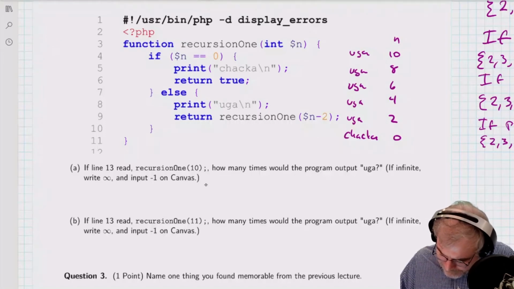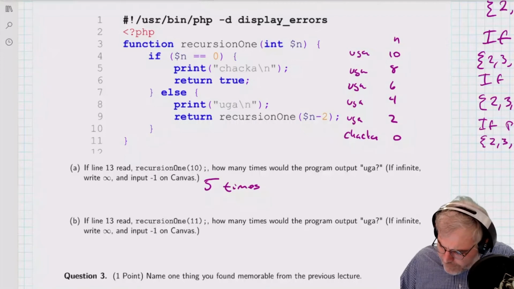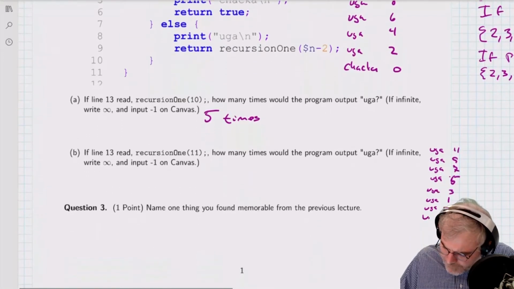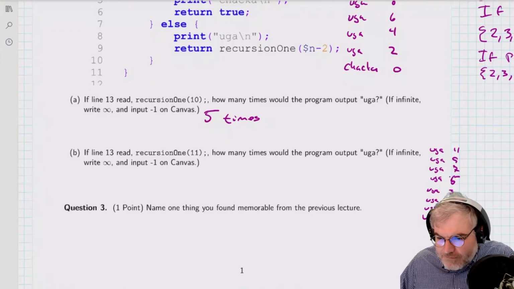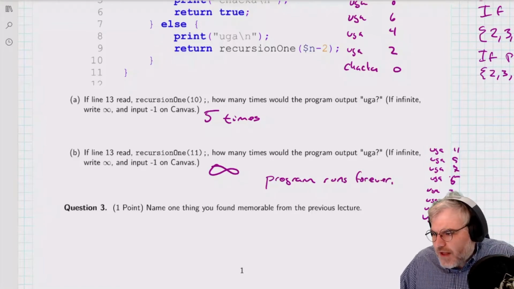So the answer there is 5. Now, if I put in 11, I'm going to get the following. Ooga, 11, Ooga, 9, Ooga, 7, Ooga, 5, Ooga, 3, Ooga, 1, Ooga, -1, Ooga, -3. Okay. So this is going to go on forever. This is infinity. It's like a while loop without a break.